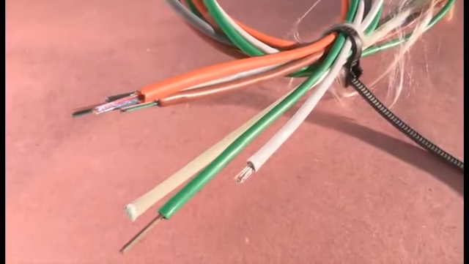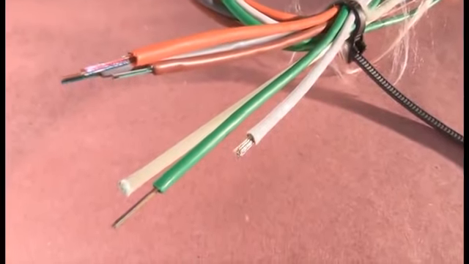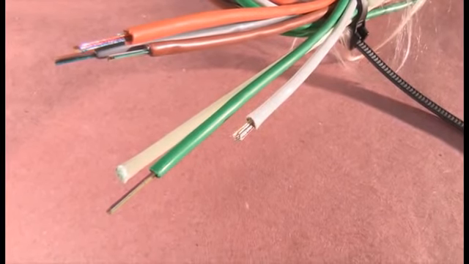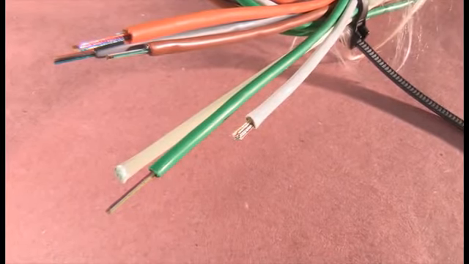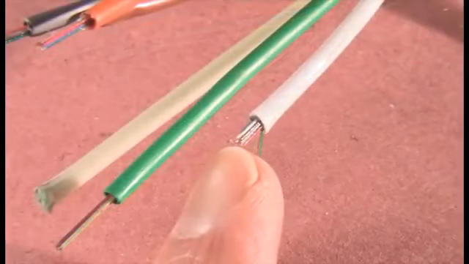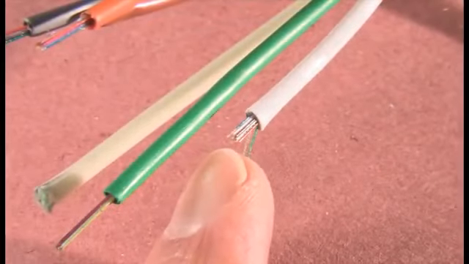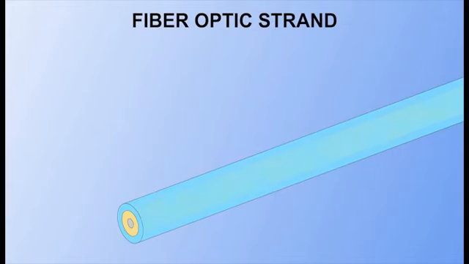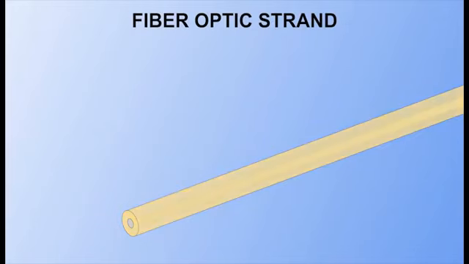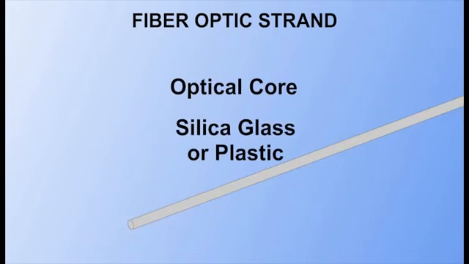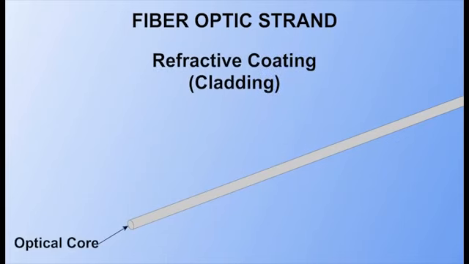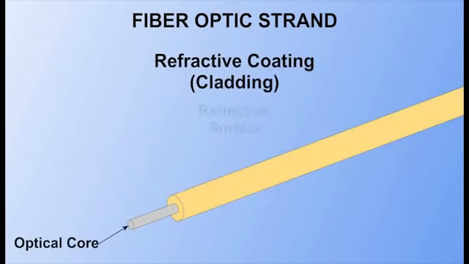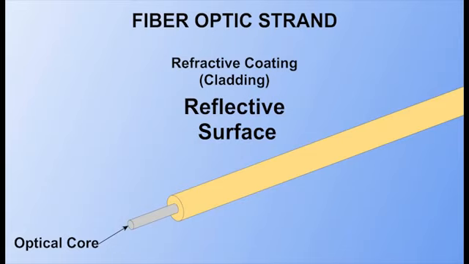Fiber optic lines are thin, flexible, transparent strands of optically pure silica glass or plastic used to transport digital data via a light source. These strands are typically smaller in diameter than a human hair. A fiber optic strand consists of multiple layers. The actual conductor is a silica glass or plastic core. This core is surrounded by a refractive coating called cladding, which provides a reflective surface and causes the light to travel along the entire length of the core.